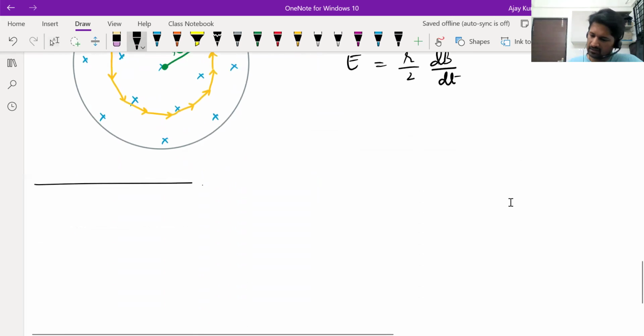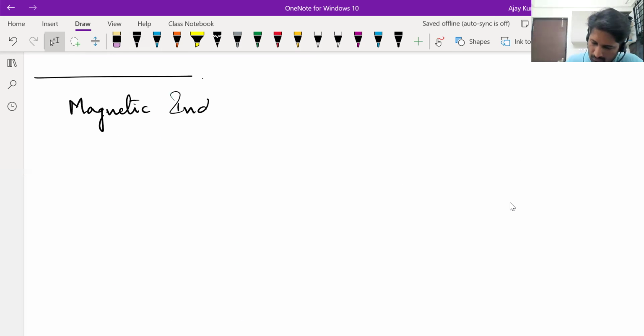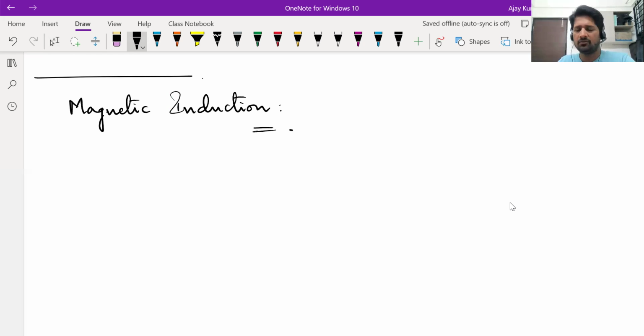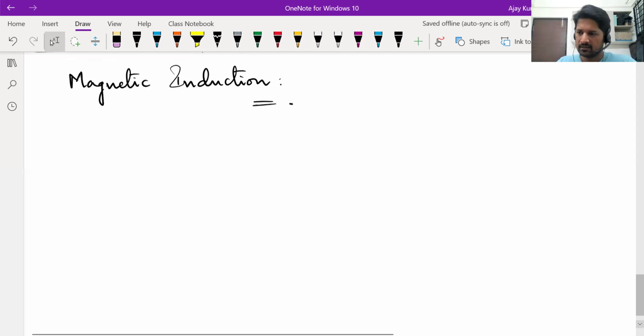Fine. Next thing is magnetic induction. Basically, from here onwards, we'll be discussing how these concepts are applied in making a few machines. There's something called an inductor, there's something called a generator. How these things work, we can understand if we know about induction. The basic idea is that when flux through a loop or a coil changes, it induces EMF in that coil, we can drive current.